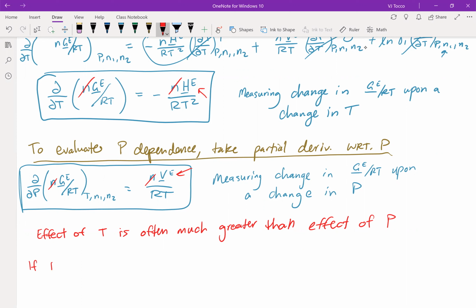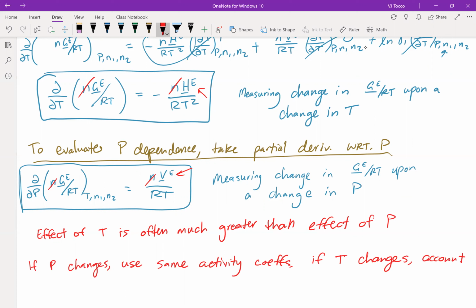So practically, if P changes, assume that the activity coefficients don't change. And if T changes, account for it using this equation. All right, that will wrap up this video.